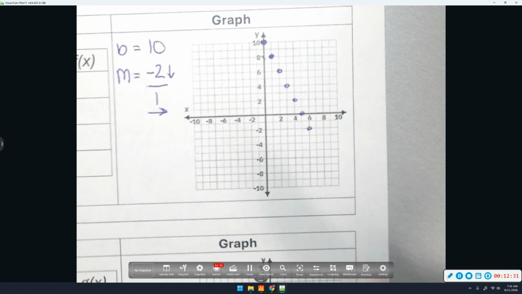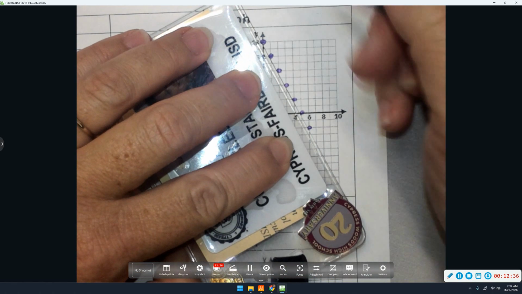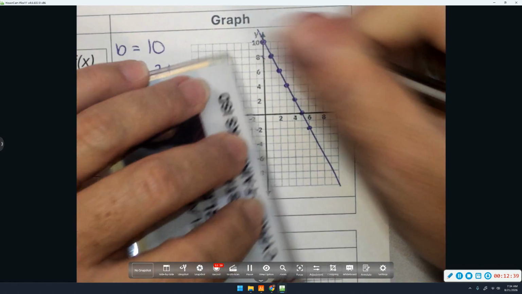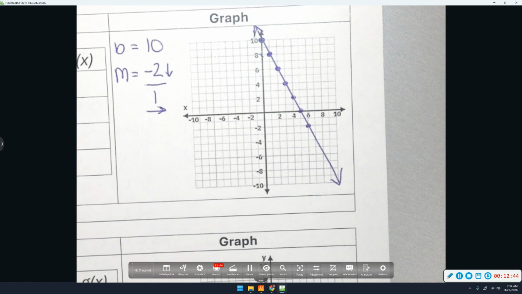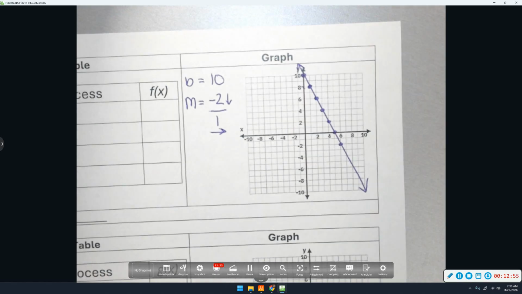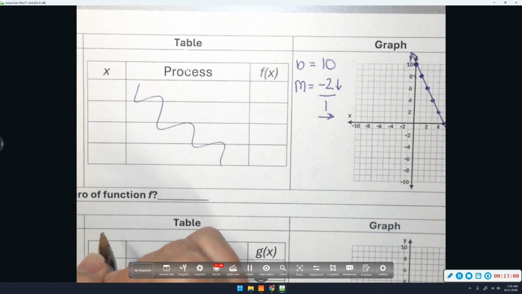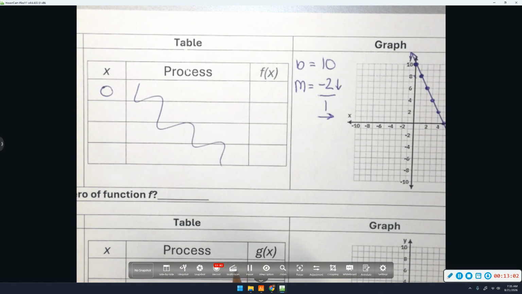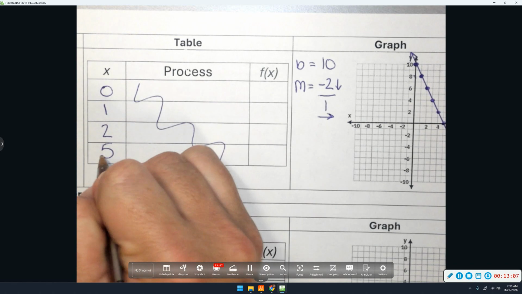Okay, I'm going to use my straight edge. I just went past my x-axis, and I'm going to use my straight edge. Okay, and again, I'm going to do the point 0, 1, 2, and then I'm going to do 5. We kind of skipped around.